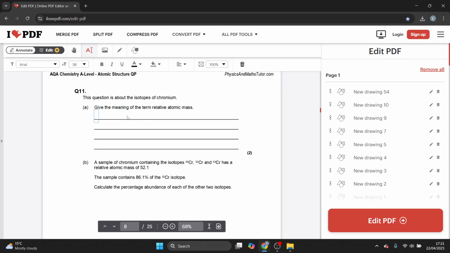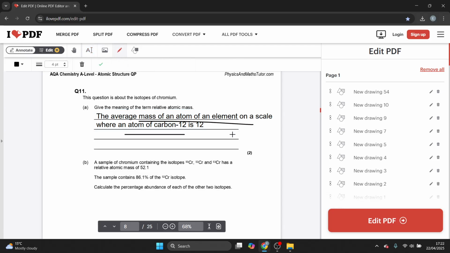Average mass of an atom. The average mass of an atom of an element on a scale where an atom of carbon 12 is 12. As long as you got this bit, and obviously this bit is really important as well, atom of carbon 12 is 12. Yeah, you get the 2 marks.